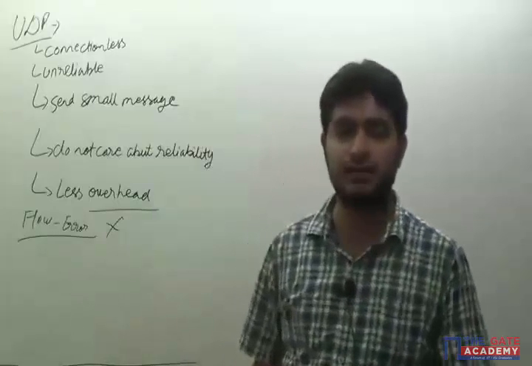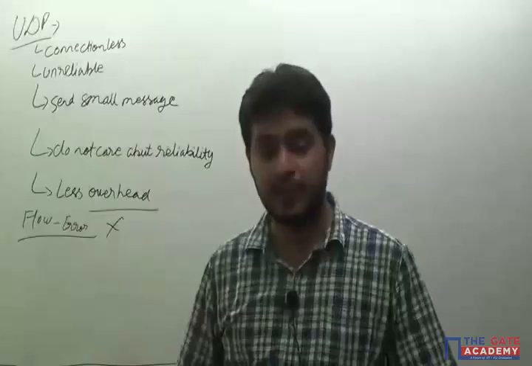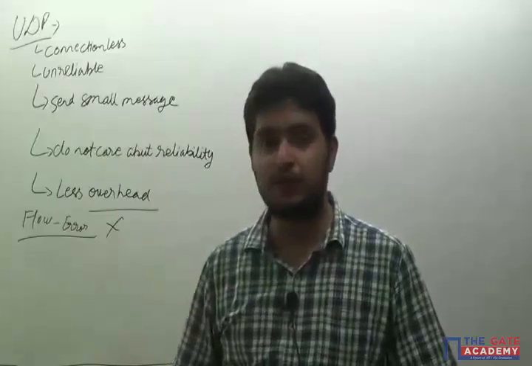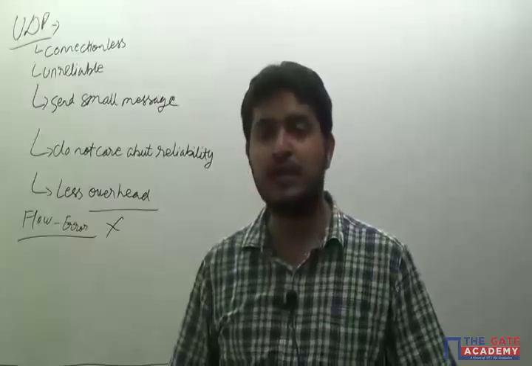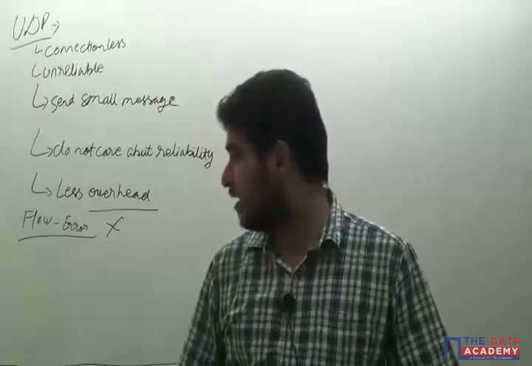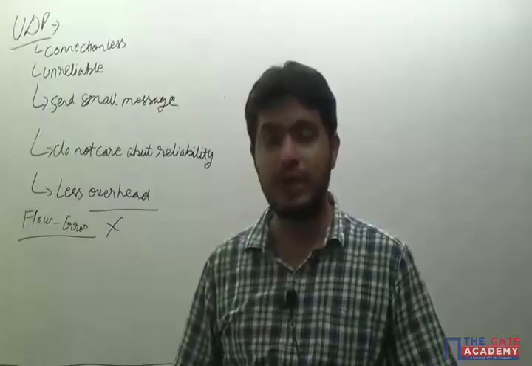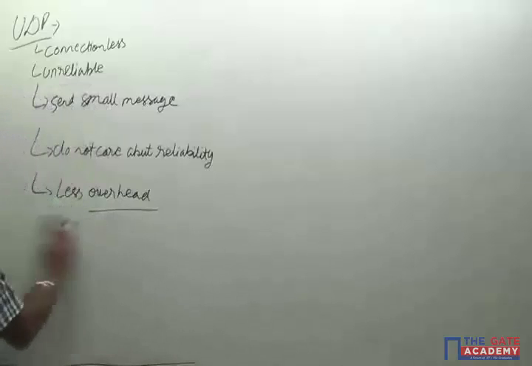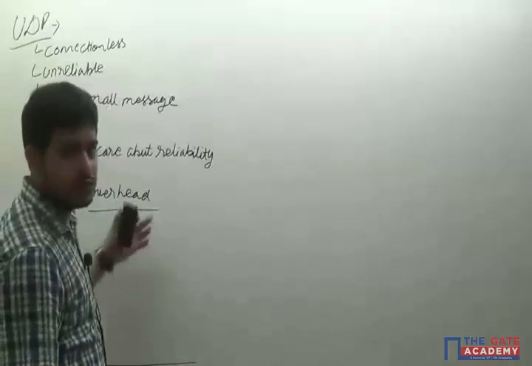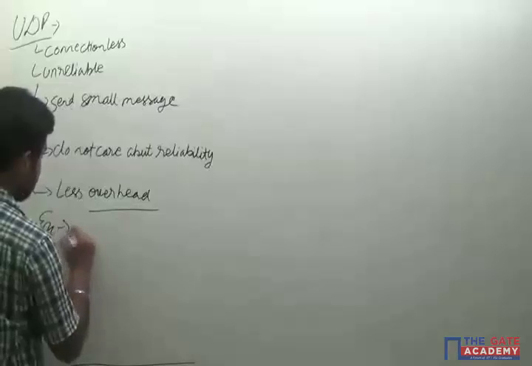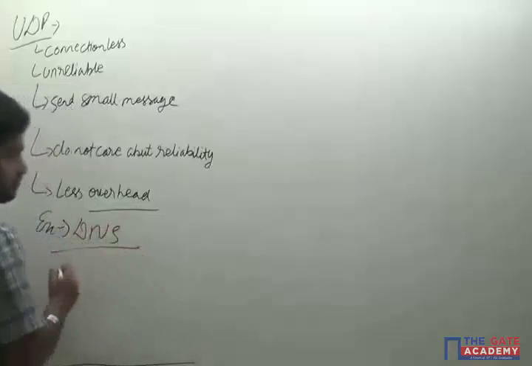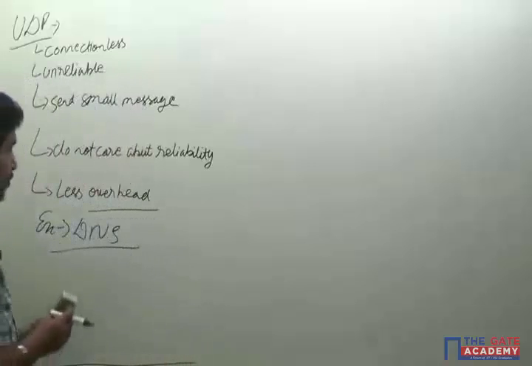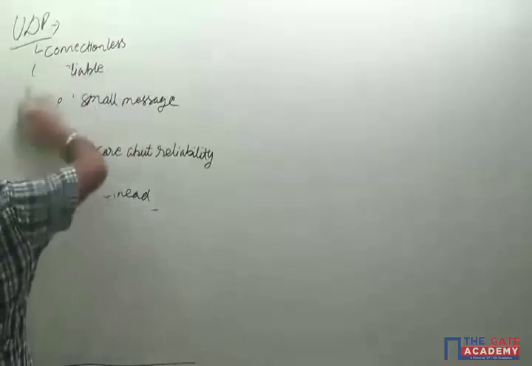Now, flow control and error control are not provided by UDP. Then who provides it? The upper layer, or the applications or protocols that are using the services of UDP. It's their responsibility to provide flow control and error control. So what is an example of a protocol that uses UDP? Example is DNS.